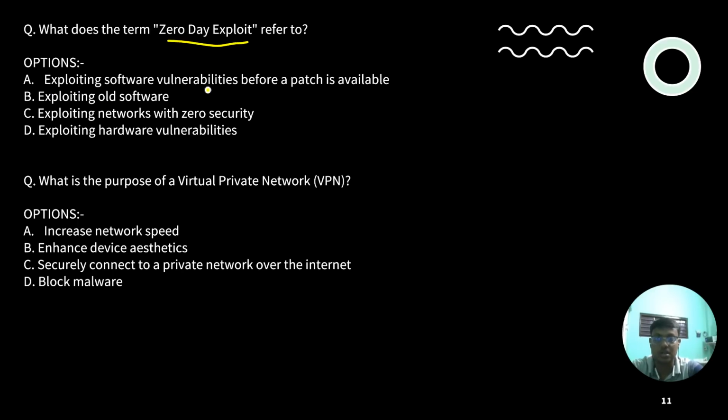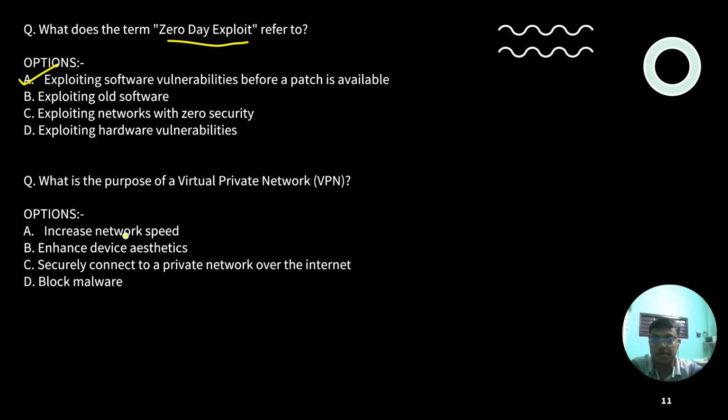So let's see which option is correct. Exploiting software vulnerabilities before a patch is available. Yes, before we do the patch up work, the software vulnerability is taken into care or is marked, and then an entry point is made through that vulnerability, right?